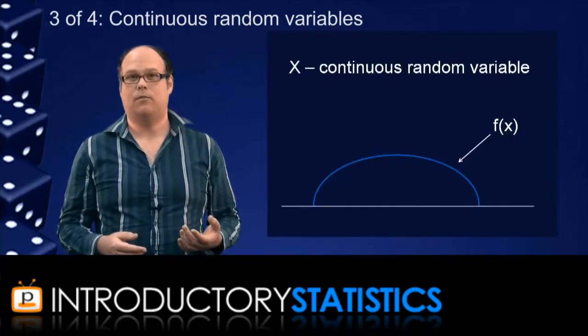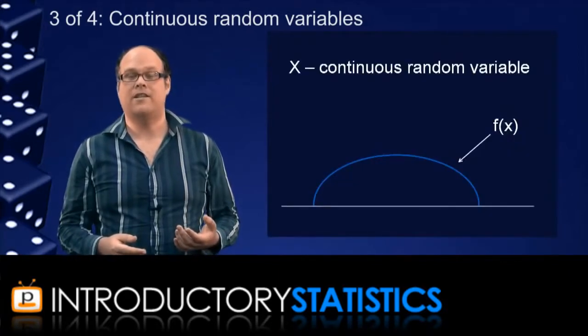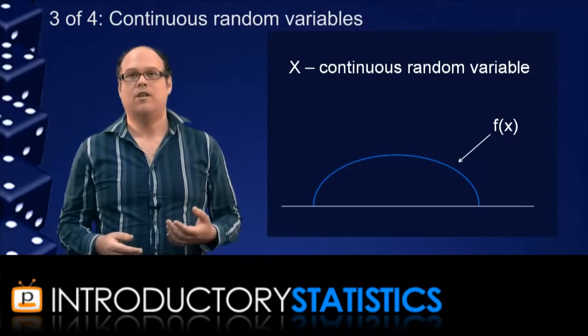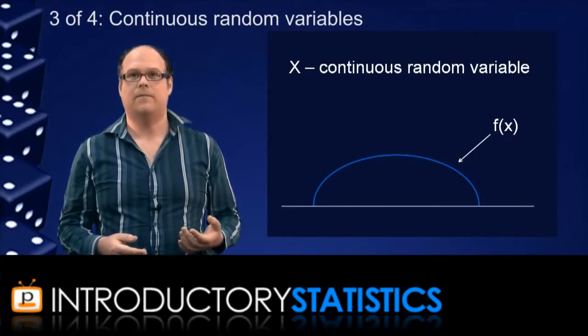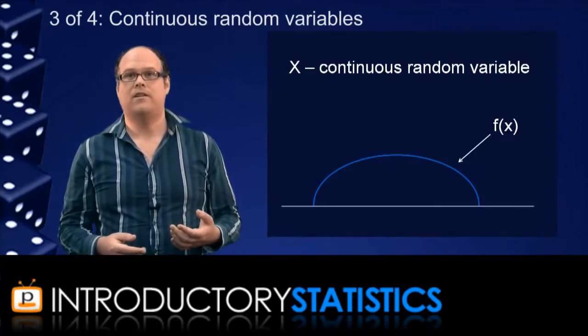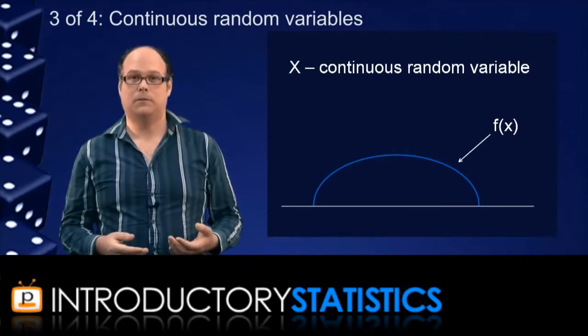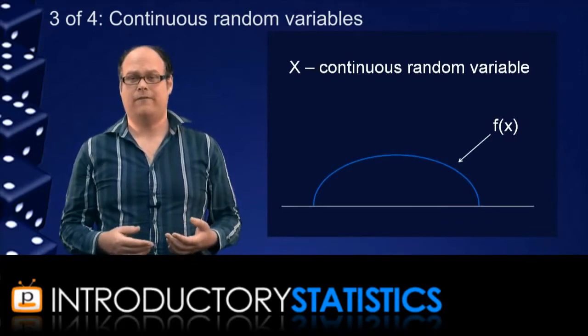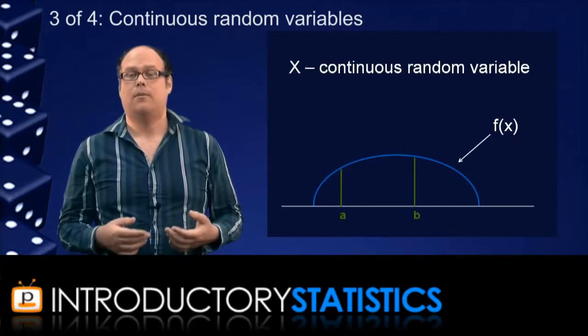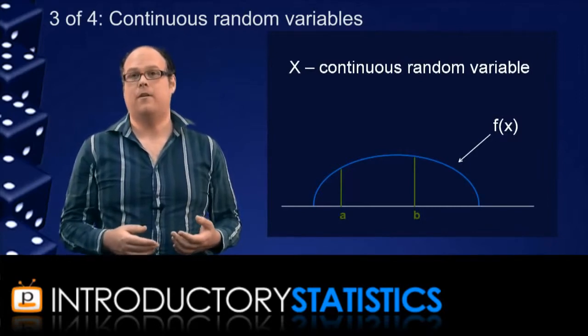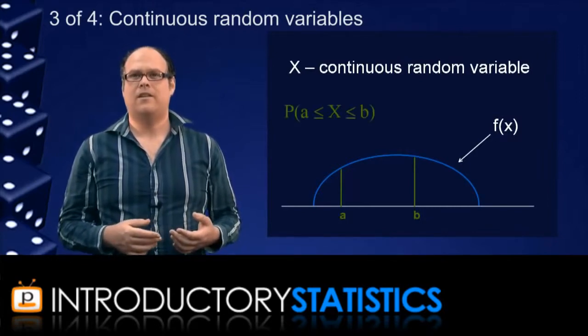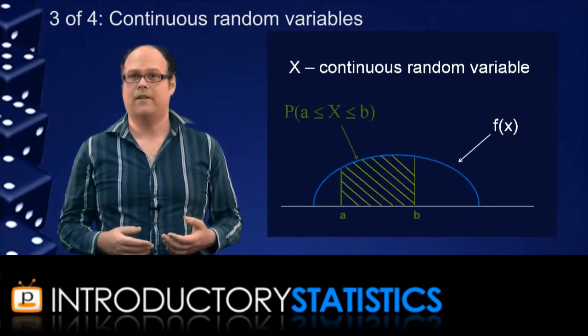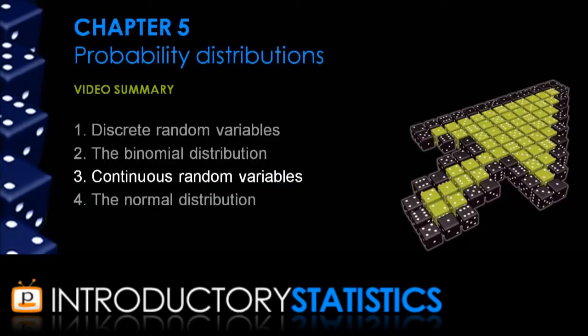Here's an example of what a probability density function might look like for a continuous random variable. Once we've assigned a probability density function, then we can talk about probabilities with continuous random variables by using the following rule. Given two different values, a and b, for x, the probability that x will assume some value between a and b is equal to the area under the curve f of x between a and b.